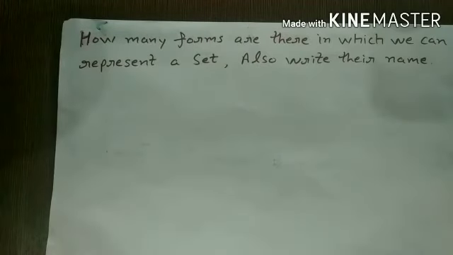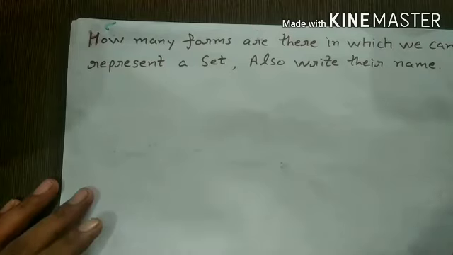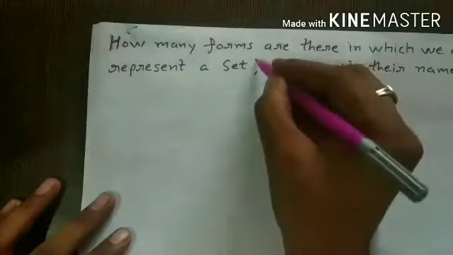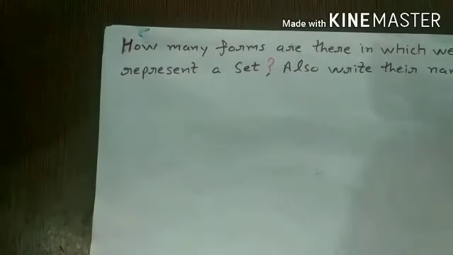Now students, our next question is: how many forms are there in which we can represent a set? Also write their names. How many forms are there in which we can represent a set? So its answer is 3. There are 3 forms in which we can represent a set.